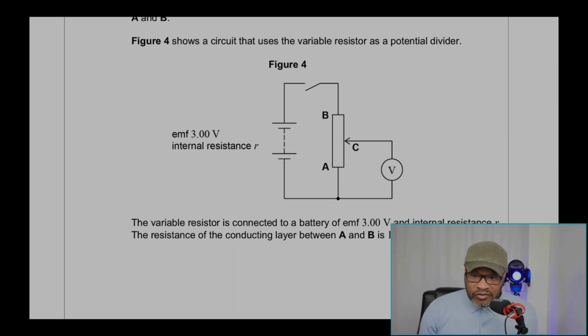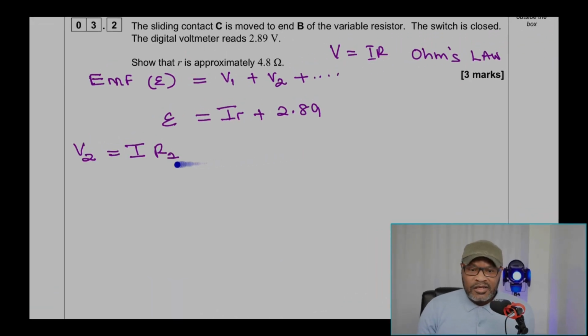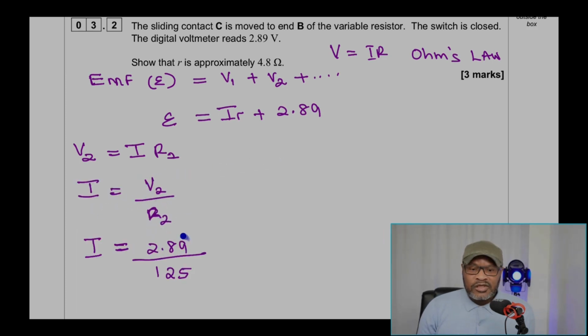So there's Kirchhoff's first law. Fairly, we can say that this is the same current that goes through V2, V1 and R. So the current can be V2 over R2. We know the voltage of V2 is 2.89, divided by 125.